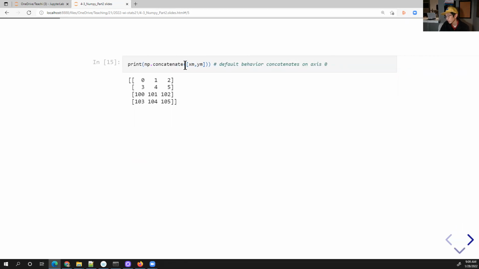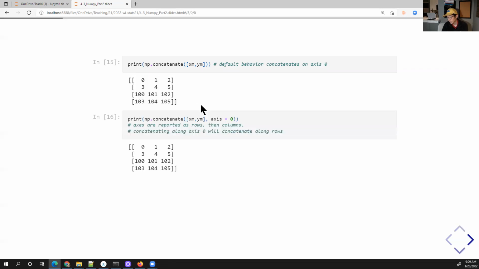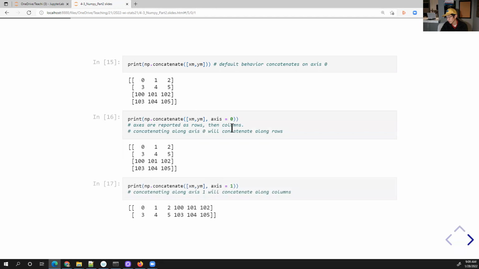The default behavior of concatenate is to concatenate along axis 0, which is the number of rows. So it takes our 2 by 3 and concatenates the 2 by 3, and now the result is a 4 by 3. But again, you can specify the axes yourself. Axis 0 will concatenate against index 0, which is rows. Axis 1 will concatenate along index 1, which will be the number of columns, and so we would end up getting a 2 by 6.